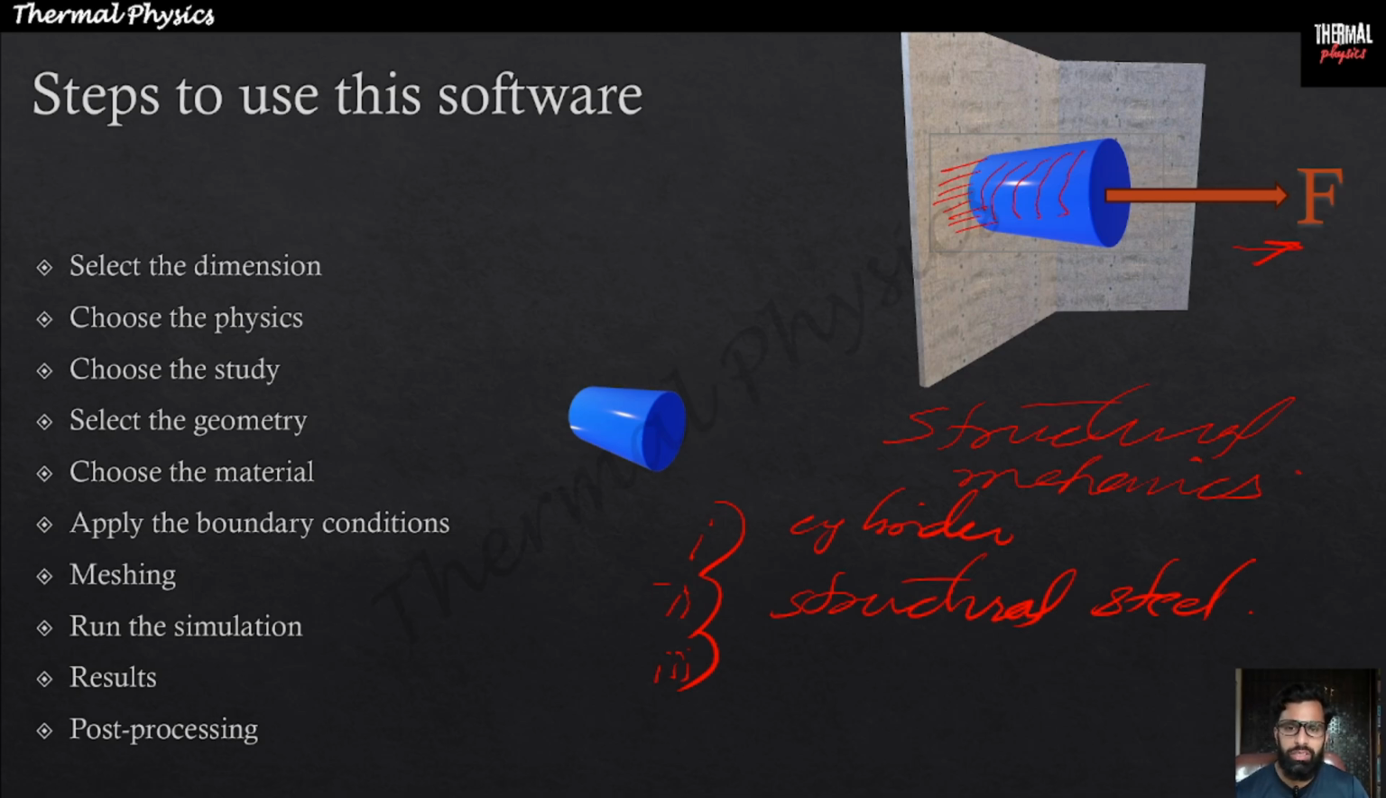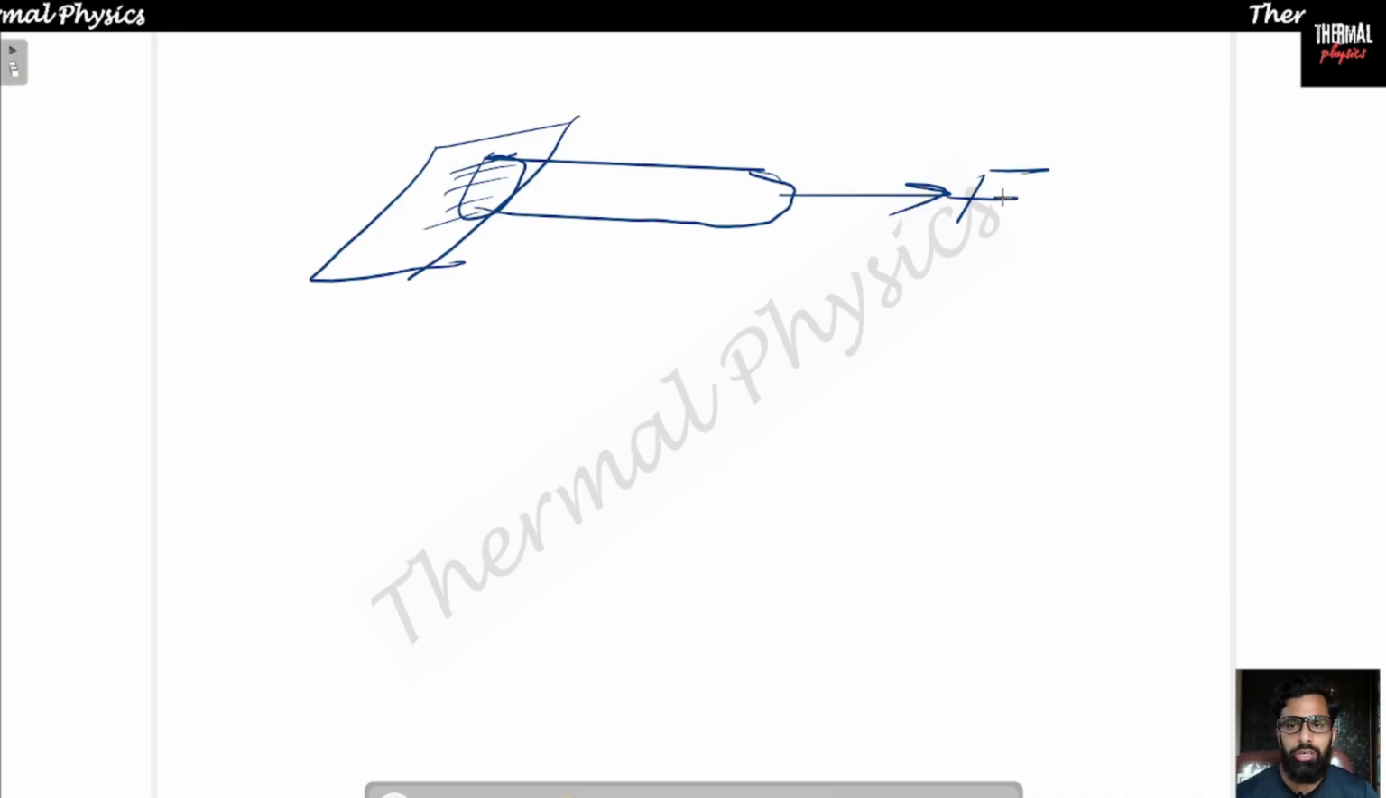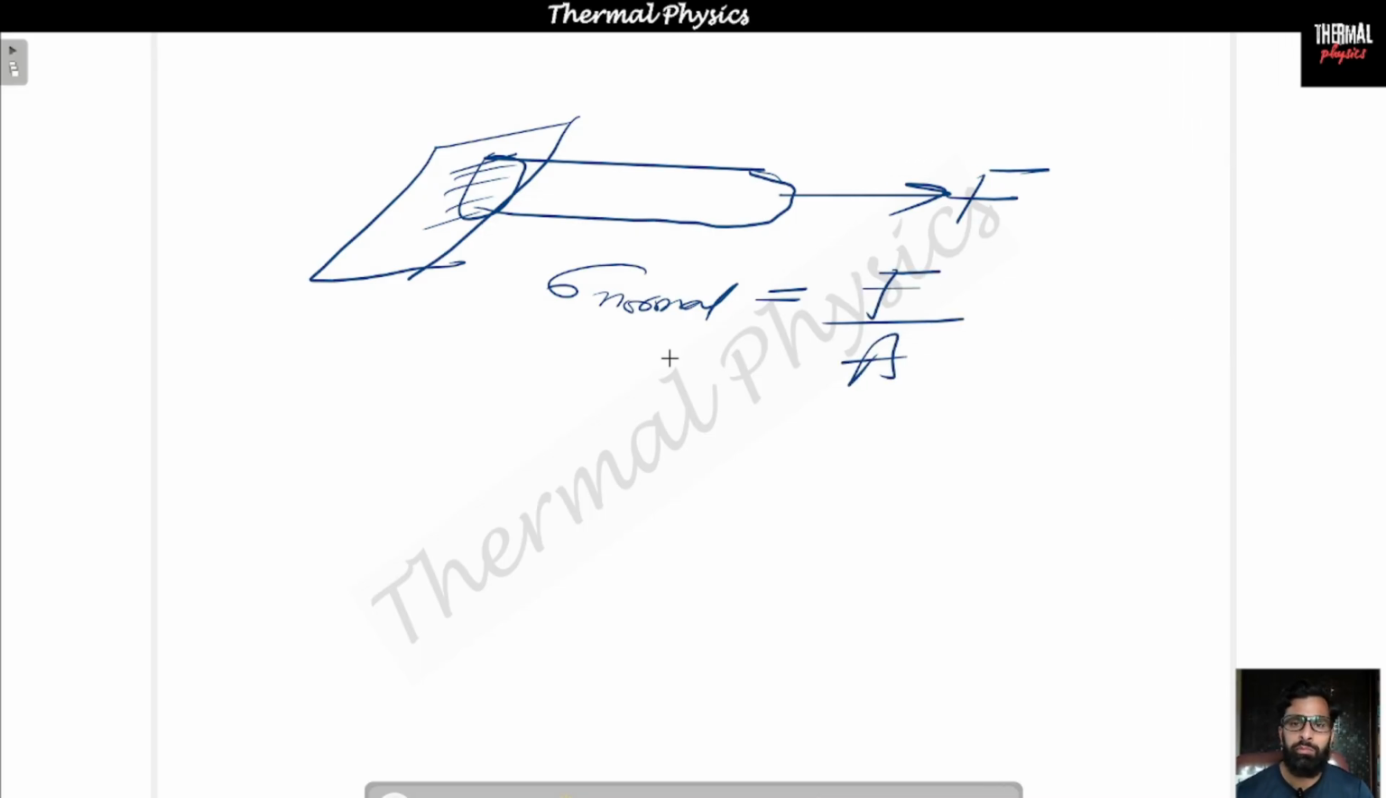Now, how do we study this stress? We have this prismatic bar on which an axial load is acting. So how do we analyze this problem? We calculate the normal stress, which is force divided by its cross-sectional area. And suppose there is another kind of loading acting on it perpendicular to its axis, so it will make it bend. So there is the bending stress.